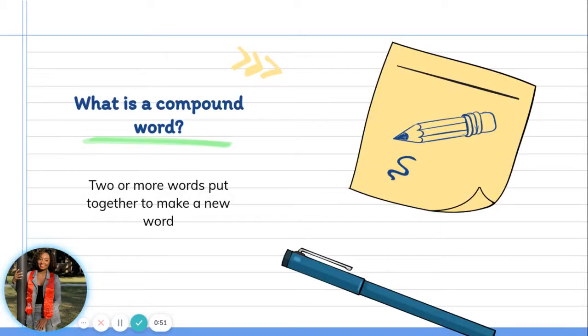So first, let's start by explaining what a compound word is. A compound word is one whole word that is made up of two or more words put together. That is a compound word. For example, the word popcorn is a compound word. We have the word pop and we have the word corn. When we put those two words together, we get popcorn. Popcorn is an example of a compound word.